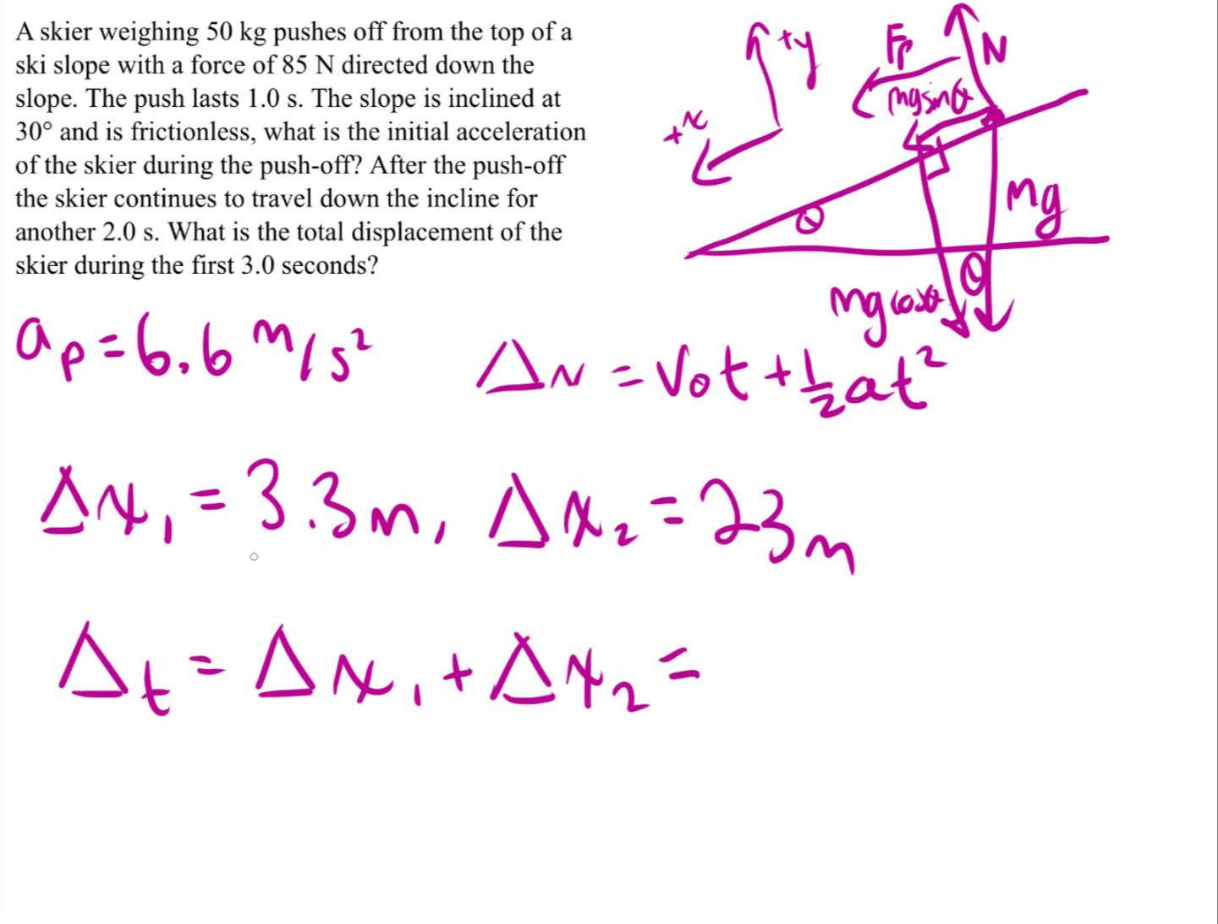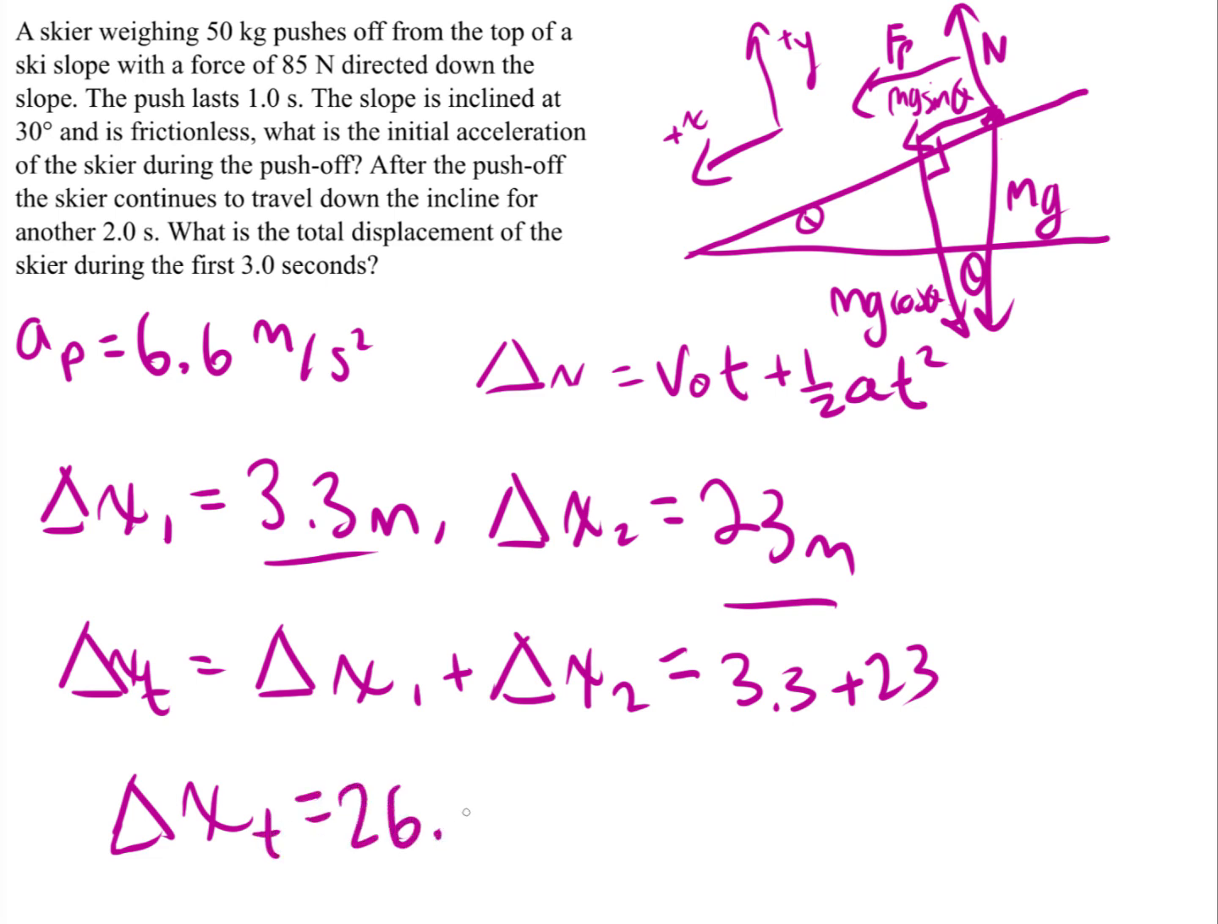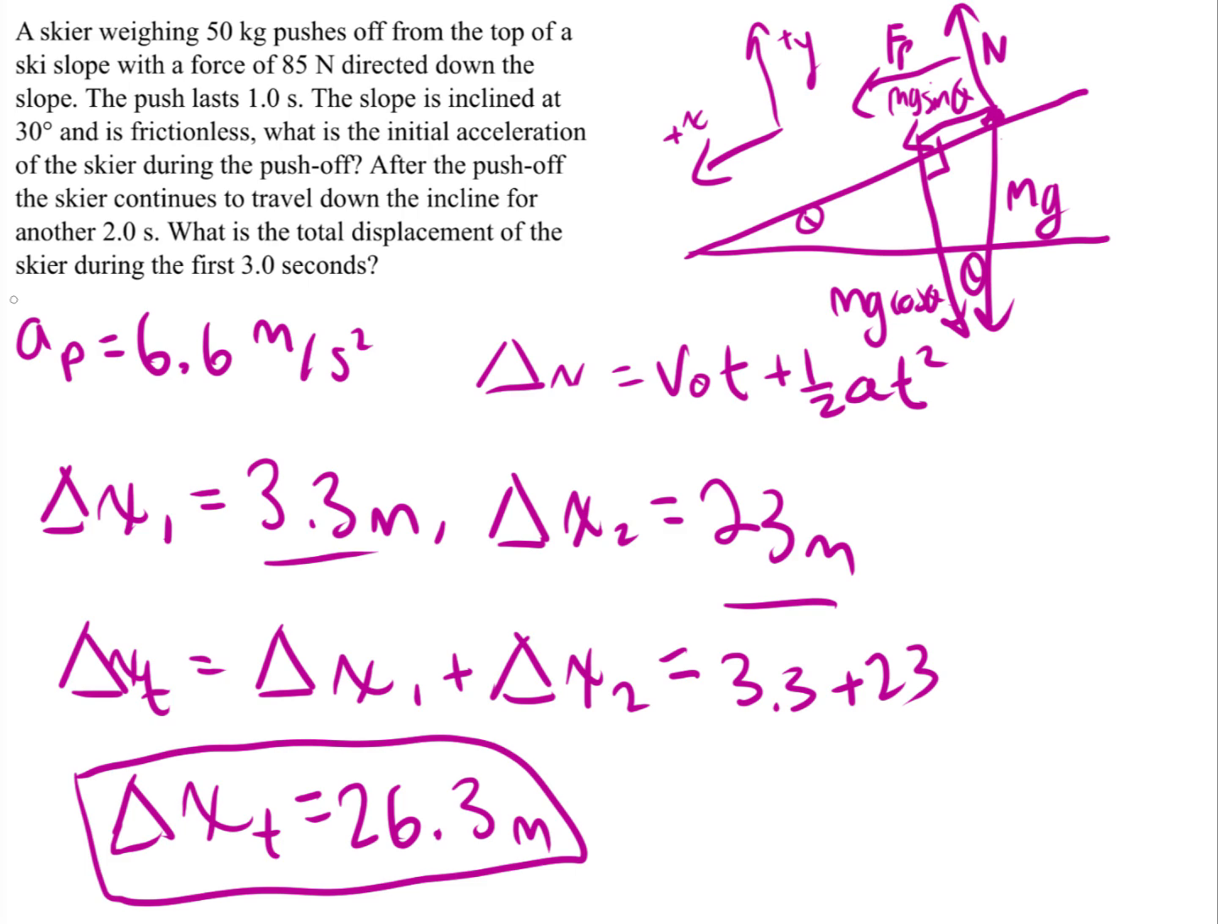And we've already calculated these values here. So this is simply equal to 3.3 plus 23. I forgot the x here. So the total displacement after 3 seconds is going to be equal to 26.3 meters. And that is how you would solve this problem here.